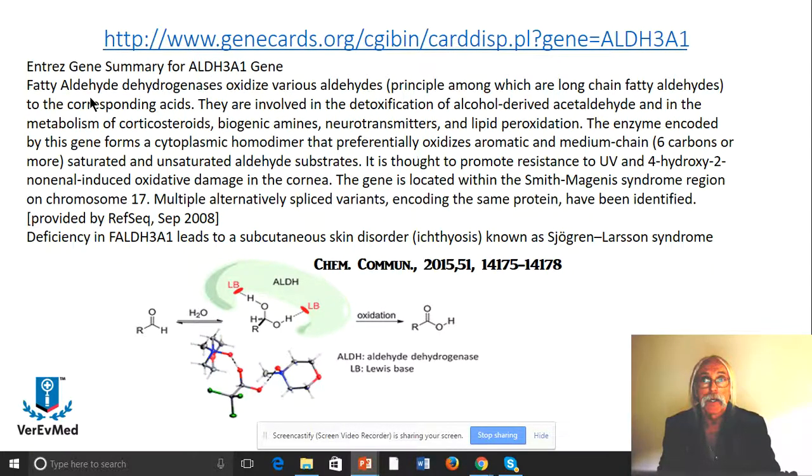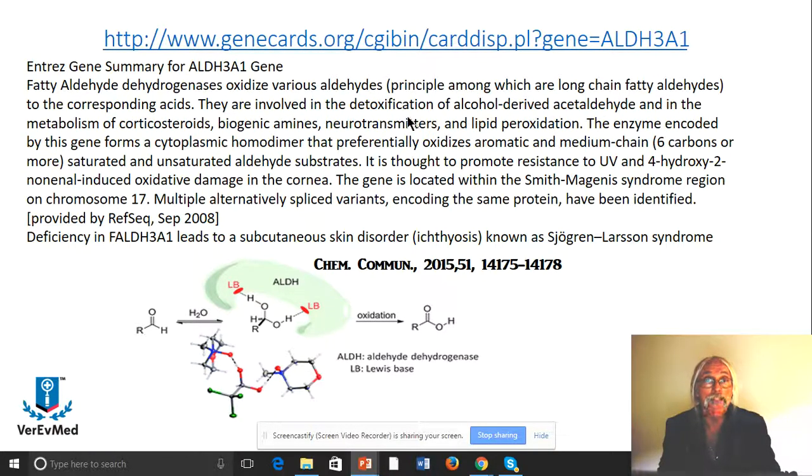This is typically not just an aldehyde dehydrogenase, but a fatty aldehyde dehydrogenase, which means the substrate is going to be a fatty aldehyde, a long chain hydrocarbon, usually C6, C9, C15 even. Now, that fatty aldehyde dehydrogenase, or just the aldehyde dehydrogenase, will oxidize all kinds of aldehydes. Principal among them are some long chain fatty aldehydes, and you're going to make an acid. So aldehyde to an acid, it's oxidation.